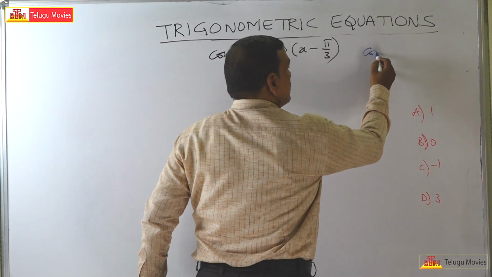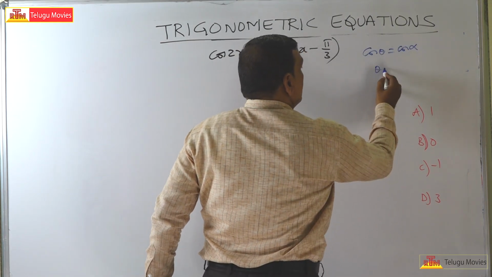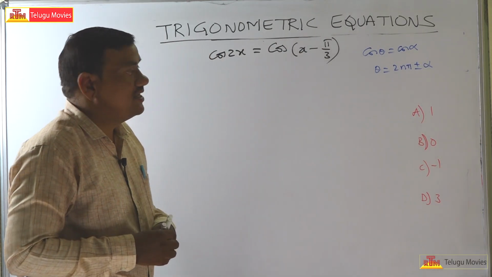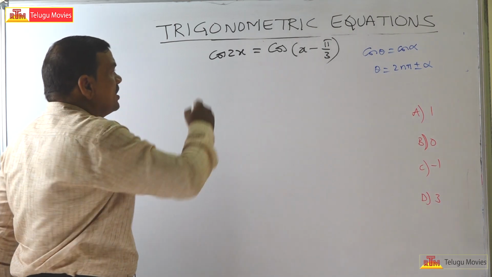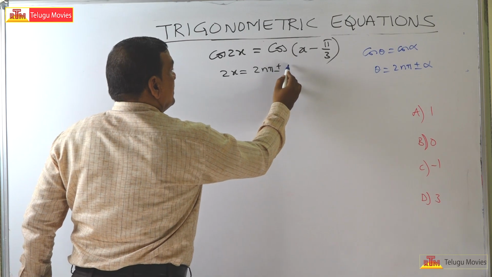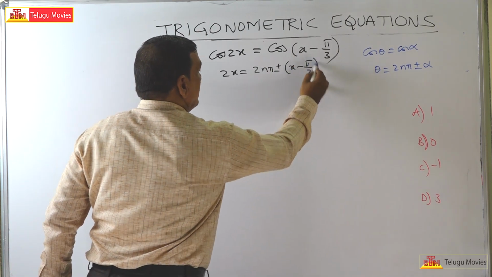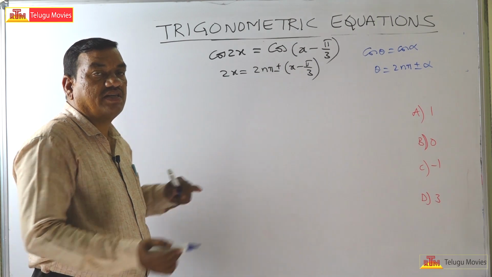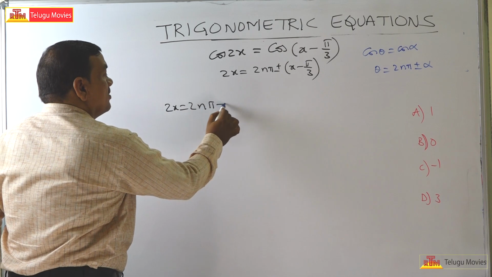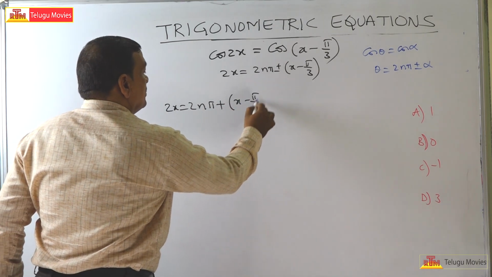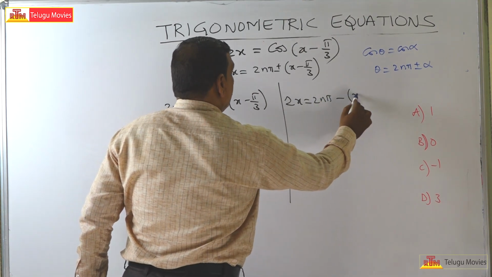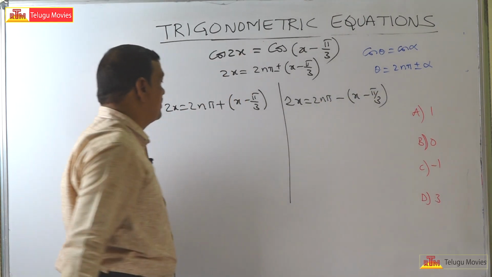Now therefore the general solution, already we know the formula: if cos theta is equal to cos alpha, then theta is equal to 2n pi plus or minus alpha. So here theta means 2x is equal to 2n pi plus or minus alpha, that means x minus pi by 3. Take plus one side, minus the other: 2x is equal to 2n pi plus x minus pi by 3, one set of values. 2x is equal to 2n pi minus x minus pi by 3, another set of values.